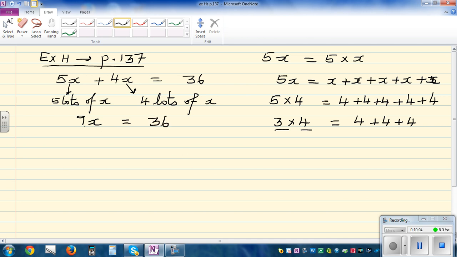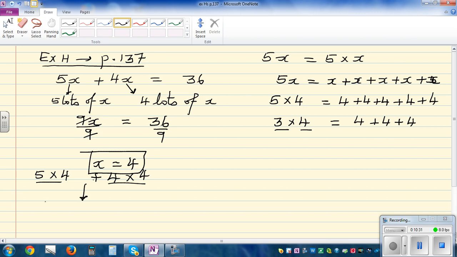Now this is 9 times x, so you have to divide both sides by 9. So 9 and 9 gets cancelled, x is equal to 4. So does it make sense? What are we saying? 5 times 4 plus 4 times 4. What is 5 times 4? 5 times 4 is 20 plus 4 times 4 is 16 is equal to 36.